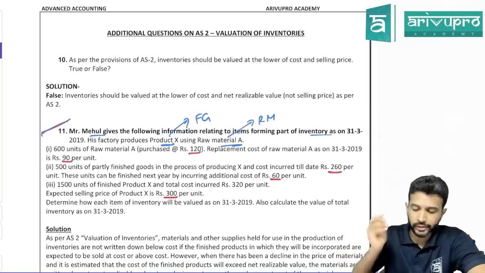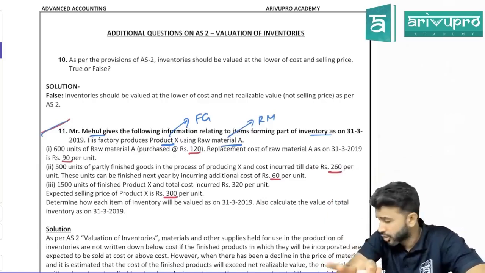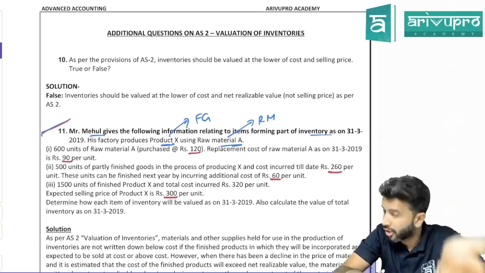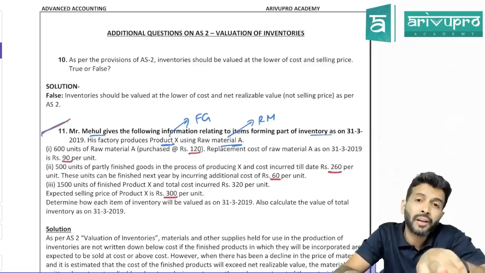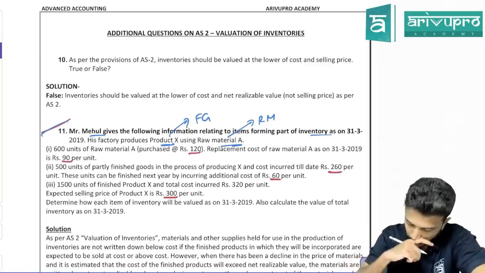Alright, you know its valuation already. Raw material valuation is linked to finished goods. If finished goods is valued at cost, raw material also is valued at cost. If finished goods is valued at NRV, then raw material also will be valued at NRV, and NRV for raw material is replacement cost.